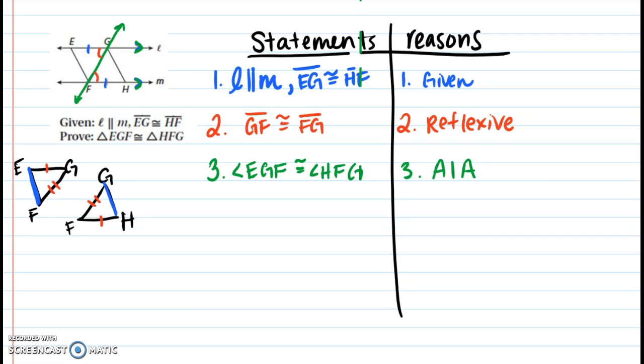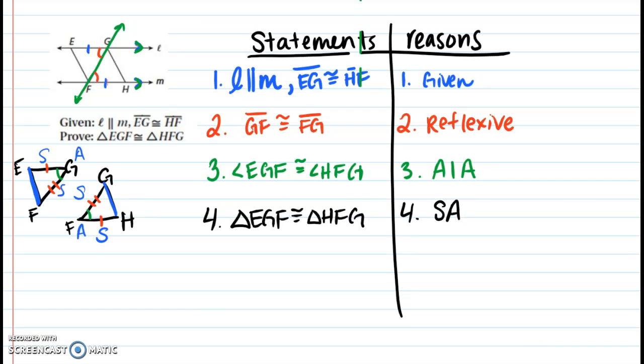And so now I have proven that a side, an angle, and a side are congruent in both of my triangles. And that order is important. So I did prove that a side, an angle, and a side was congruent in each of my triangles. And so I can finally conclude my proof and say that triangle EGF is congruent to triangle HFG, and that is because of side, angle, side.